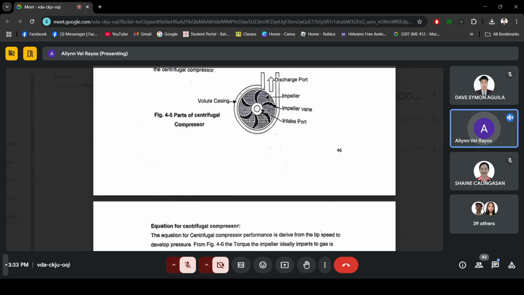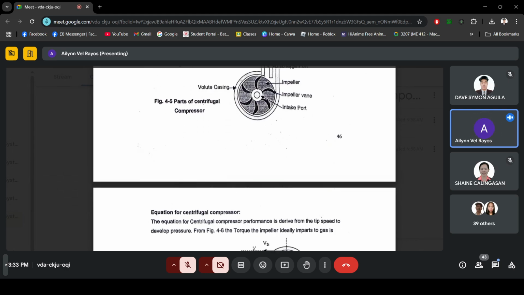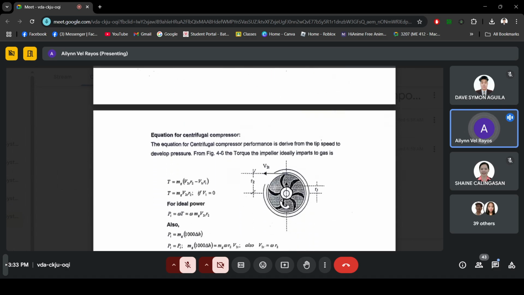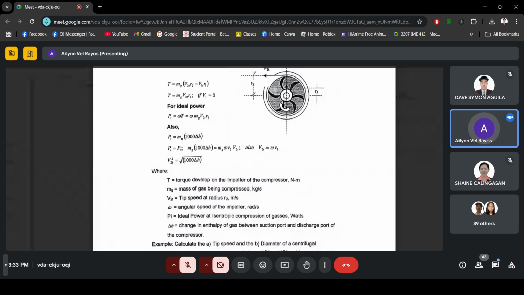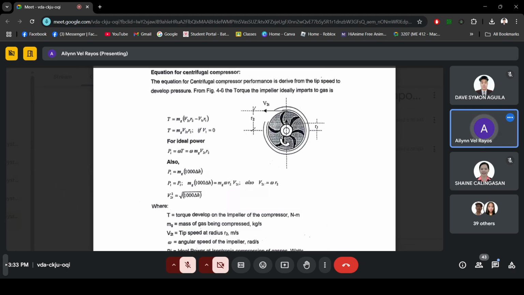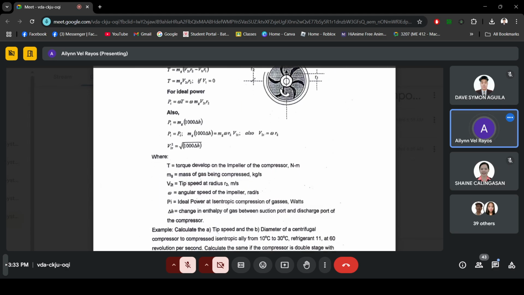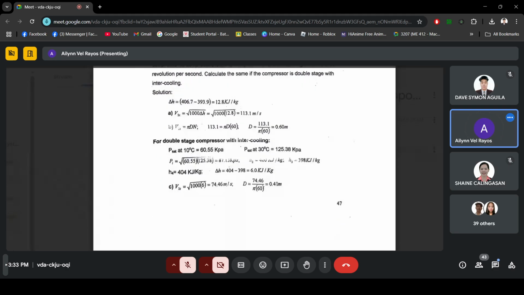Okay, so I have shown you naman kanina, the sample video for centrifugal compressor. So this is an equation of centrifugal compressor, but we're not going to focus on this since this was already discussed with you. Saan nga nyo na-discuss to? Ayun, so if ever that you're going to use centrifugal compressor in your design project, then you can base your calculation here.